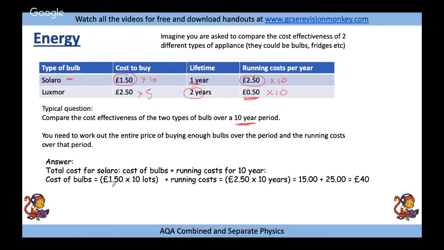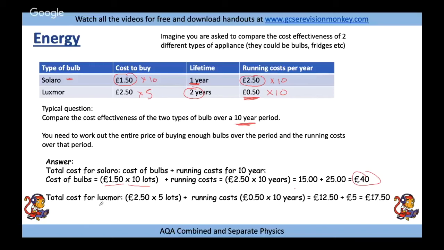So here's my calculations then. Cost of the bulb, £1.50 times 10. You can see up here. Running costs, £2.50 times 10. So I add those two values together, making Solaro bulbs cost £40 over 10 years. Next, Luxmore bulbs, £2.50 times 5. It's 5 because each one lasts for 2 years, and I've got to cover 10 years. So £2.50 times 5. Running costs, 50p times 10 years, giving me a total of, just adding those two values together, £17.50. Okay, so I can see my conclusion is Luxmore bulbs are more cost effective.